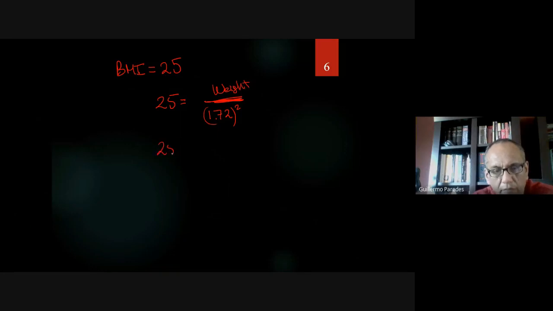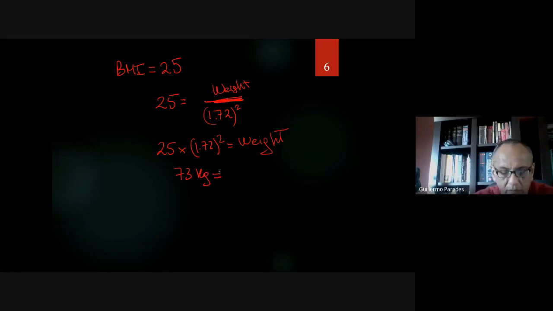So 25 times 1.72 squared, that is the weight I should be. So let's find out: 172 times 172 times 25. That is 73 kilos. So in pounds, multiplying by 2.2, is going to be 162. 163, yes, a little bit. But my weight is 174. So I need to lose 9 pounds.